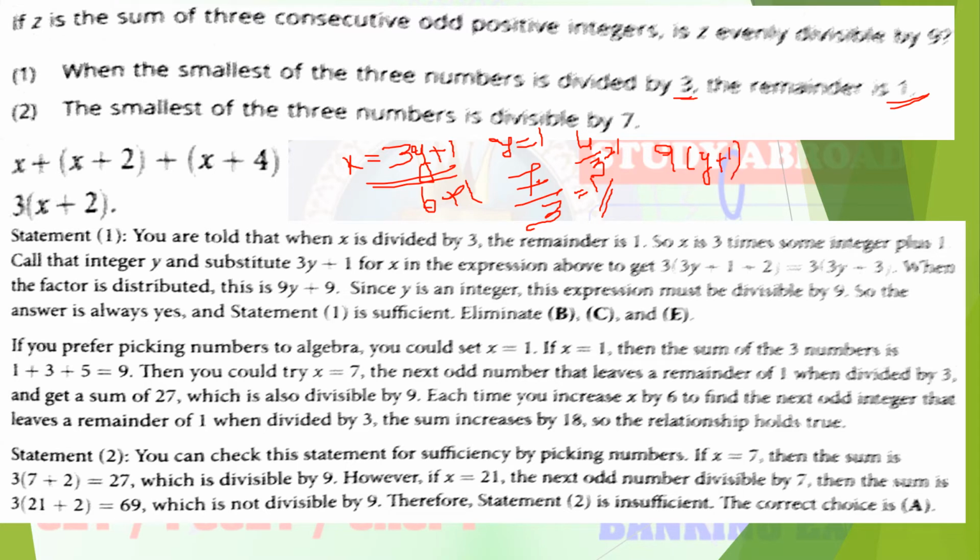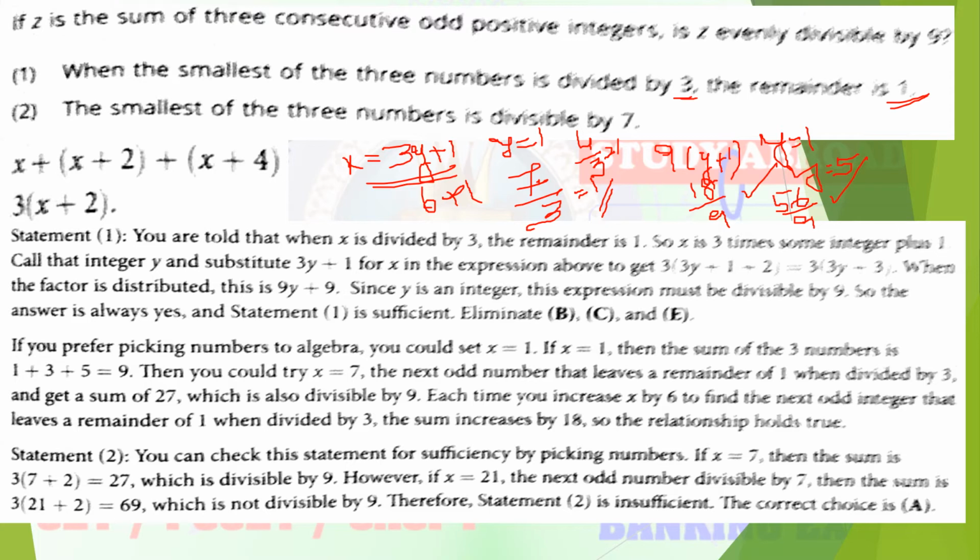So I will take y is equal to 1. So 1 plus 1, 2. 2 into 9, how much? 18. Is it divisible by 9? Yes. So next, I will take y is equal to 5. 5 plus 1, 6. 9 into 6, 56. 56 divided by 9? Yes, of course, it is divisible by 9.